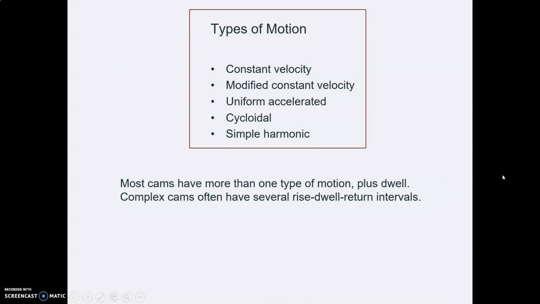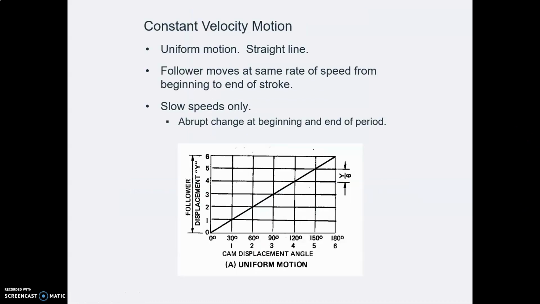Then you think about what type of motion do you want, and the ones that we are going to use in our assignment are the second one, modified constant velocity, and the last one, harmonic. But let's just cruise through all of these so we can get a sense of what they are. Constant velocity, the graph is just a straight line, and it's where the thing just goes straight up at a certain speed with no speeding up or slowing down, or straight down at a certain speed.